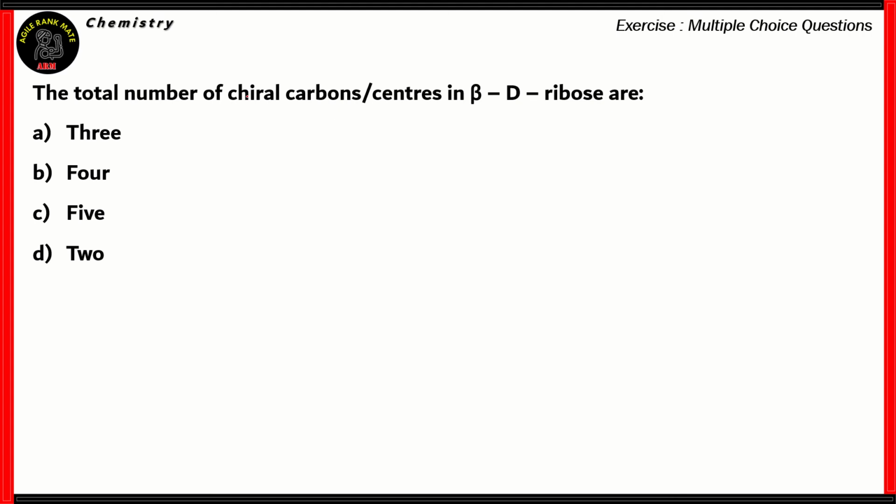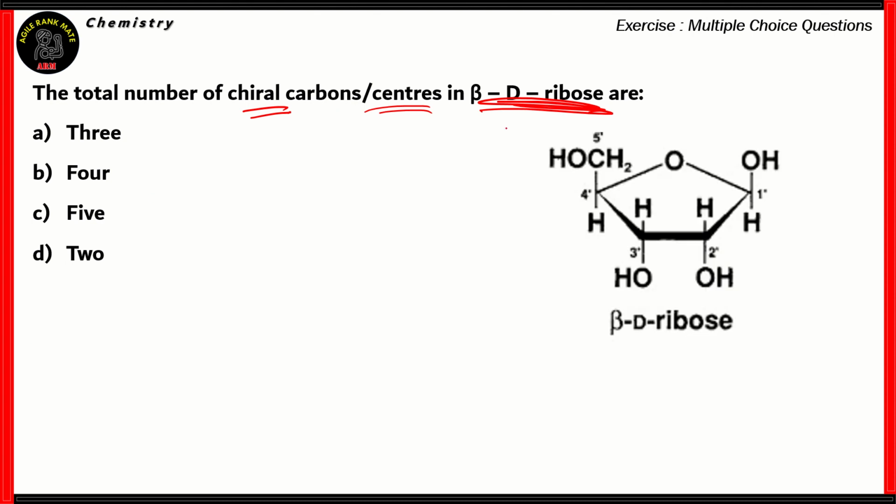Now let's look at the final question for the day. The total number of chiral carbons or centers in beta-D ribose are 3, 4, 5, and 2. Well, in order to solve this question, we would need to draw out ribose. So this is what it would look like. The structure of beta-D ribose is like this.